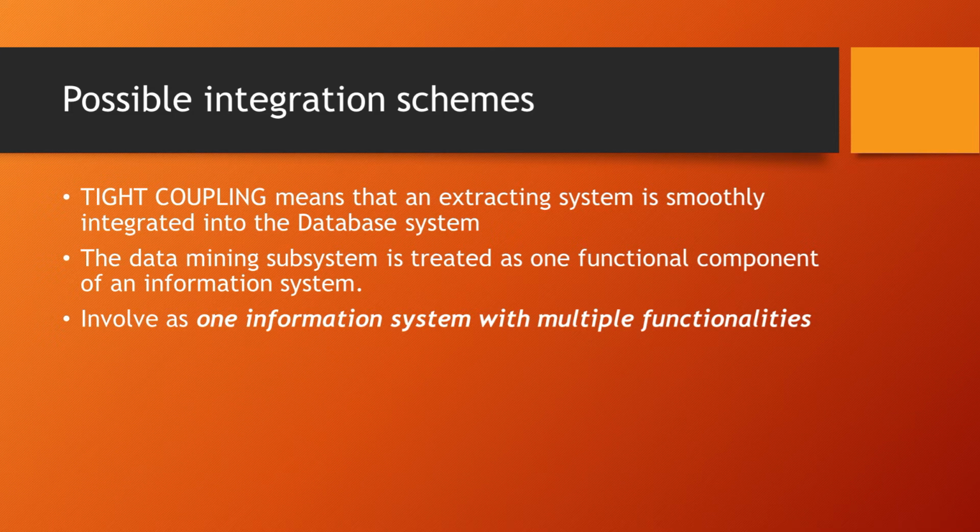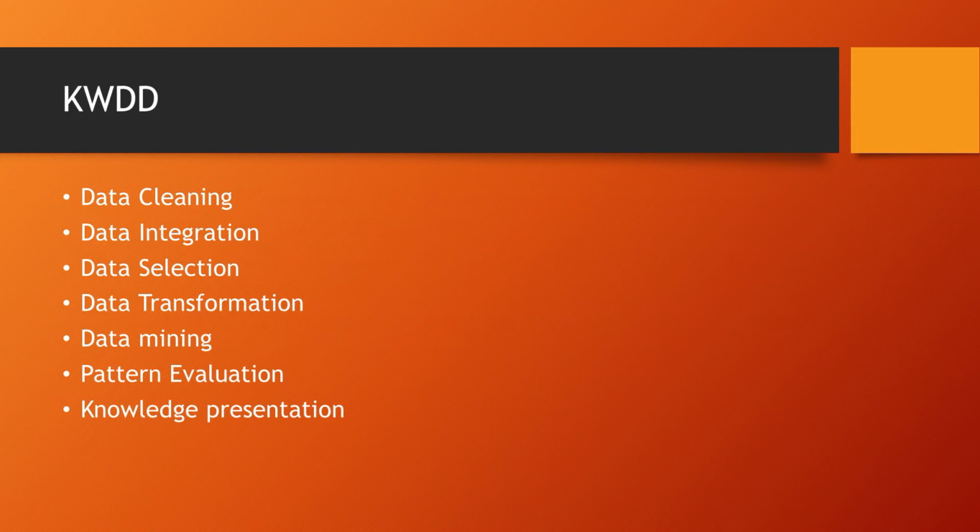With the different technology advancements, database and data warehouse systems will evolve and integrate together into one information system with multiple functionalities. Meaning to say, this will provide a uniform information processing environment. So this approach, the tight coupling, is highly desirable because it facilitates efficient implementation of data extracting functions, high system performance, and an integrated information processing environment. The knowledge discovery in databases, or KDD.